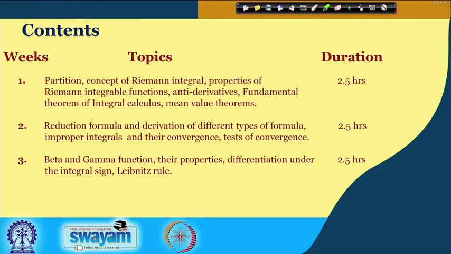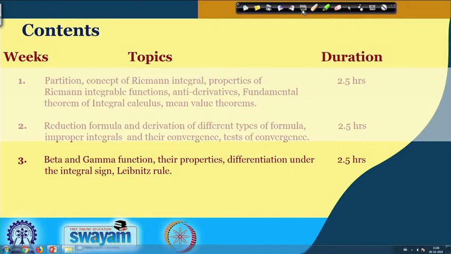Now today we will start with the reduction formula, and we will derive some formulas based on different types of integrals where we use the reduction formula. So what do we mean by reduction formula actually?